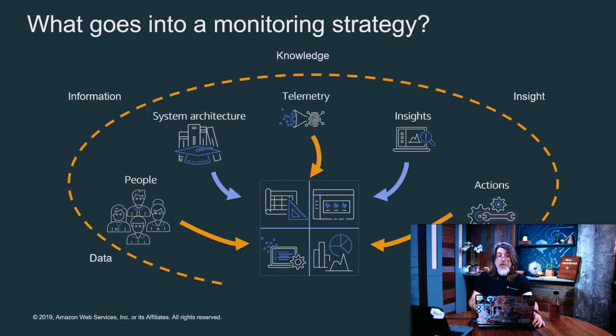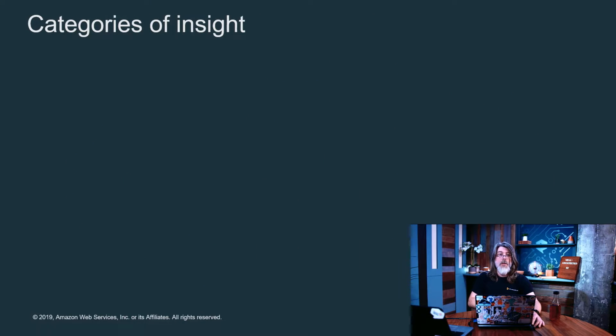Now, with that information, we can definitely glean some insights and turn that directly into action. So when we're considering our approach, we have to consider the people, the architecture, our sources of telemetry, what insights we need, and then how can we turn that into action? All right, so let's talk about categories of insight.